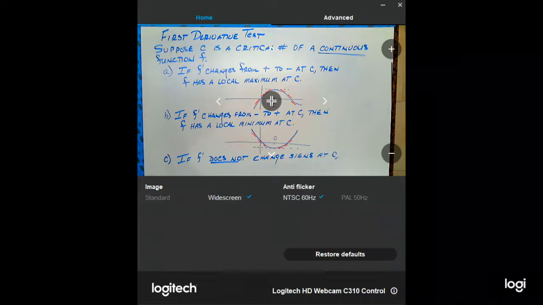It says, if F prime does not change sign at C, so it's positive on both sides or negative on both sides, then F has no local max or min at C. All right? So if the sign does not change, we do not get a local min or a local max. And now, what would that look like?